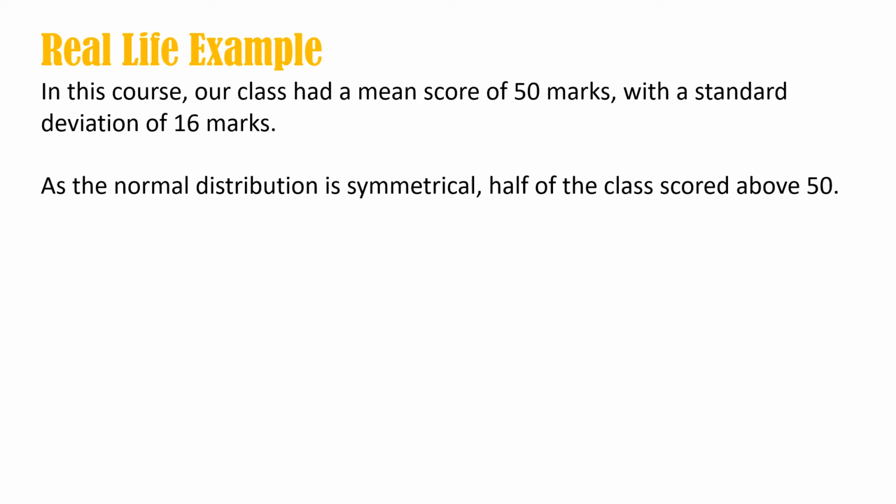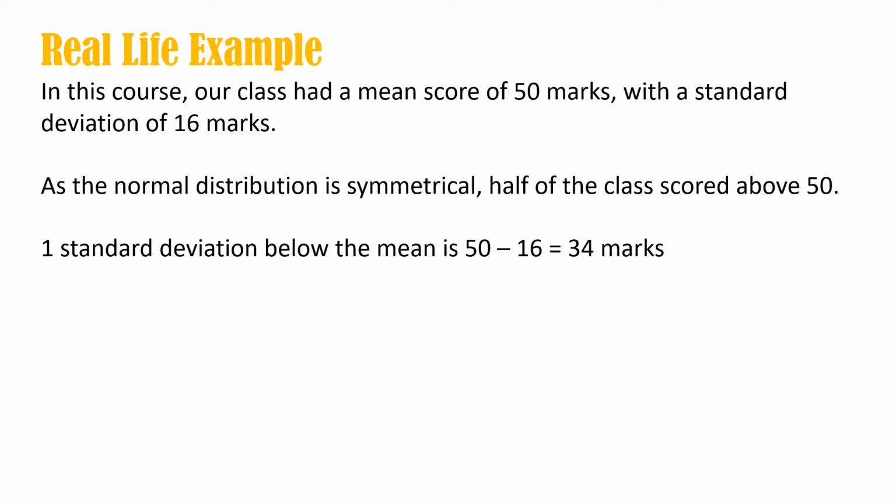So we know that our normal distribution is symmetrical. So that means half of the class scored above 50% and half of the class scored below 50%. Nicely symmetrical. So one standard deviation below the mean, so I've got a mean of 50 marks, and I take away one standard deviation of 16 marks. So that gives me the lower part of that one standard deviation section as being 34 marks. So that's one standard deviation below is 34 marks.